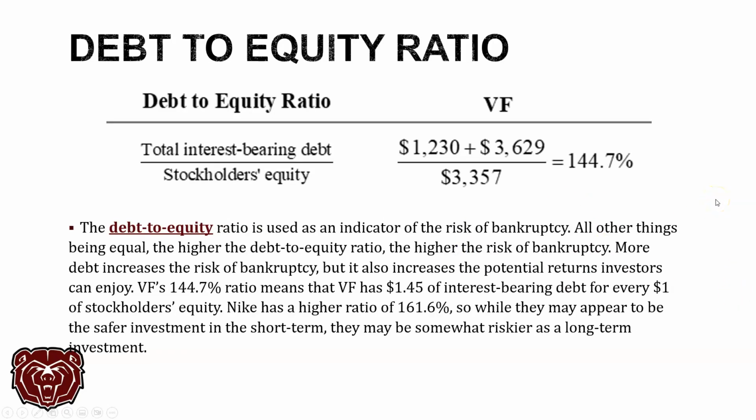So finally, we've got the debt to equity ratio. For every dollar in equity, how much interest-bearing debt do you have? Here we can see VF has basically $1.45 in interest-bearing debt for every $1 of stockholders' equity. Nike's is slightly higher. This is one area where they're doing what we consider to be slightly worse, right? VF is beating them in this area.